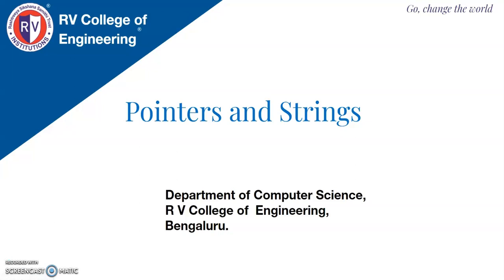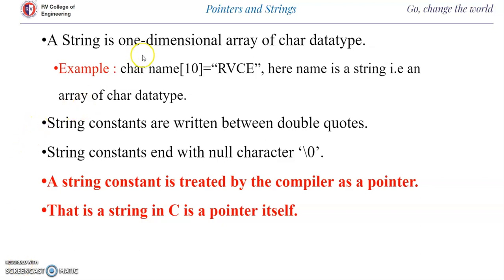Let us see pointers and strings. As you know, a string is a one-dimensional array of character data type. For example, char name[10] = "RVCE". So here name is an array of characters of size 10 which is initialized to RVCE.